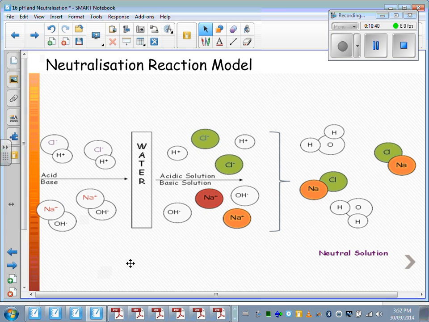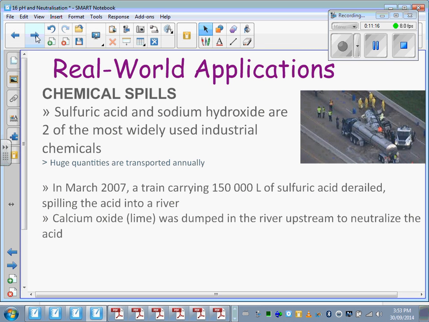So the neutralization model, just looking at it visually, you can see that the ions from the acid on the top and the ions from the base on the bottom will mix together, and what you get is your water. So the water will form, and you also get your salt. Okay, so that's a visual look at the neutralization reaction, and it's a model to help us understand and try to think of how that happens.